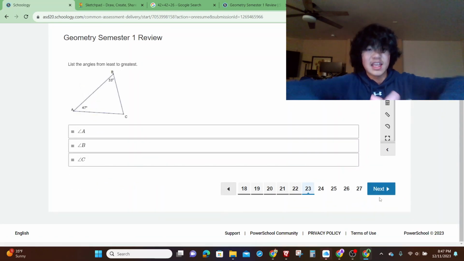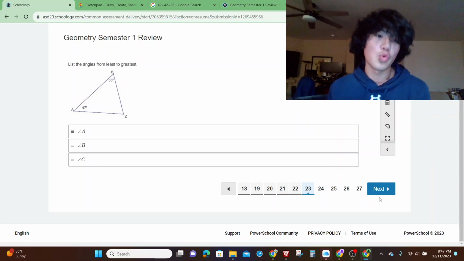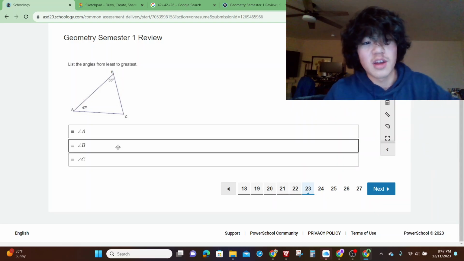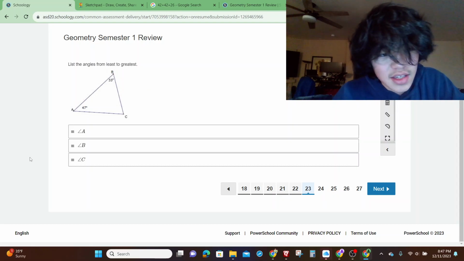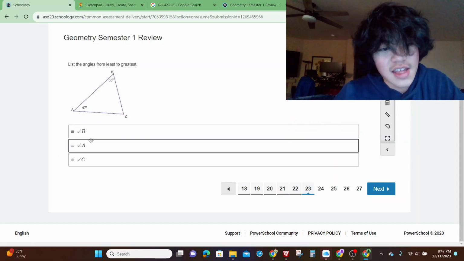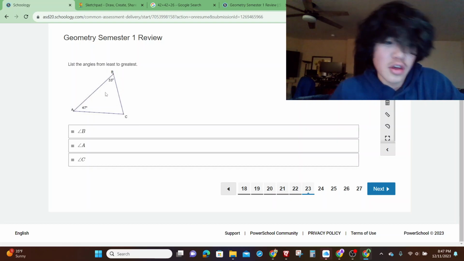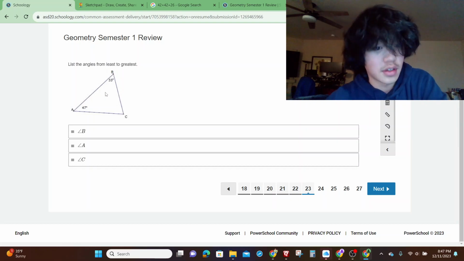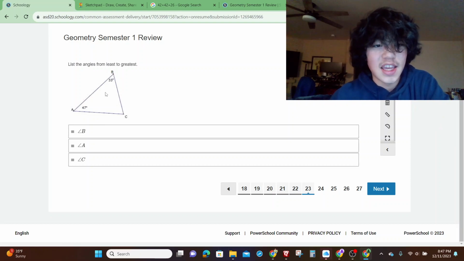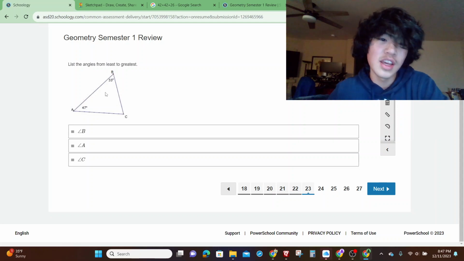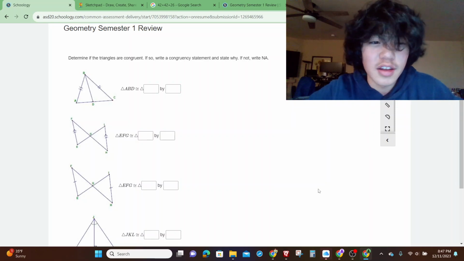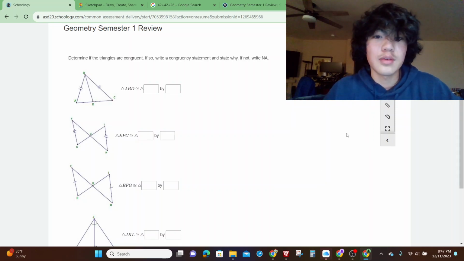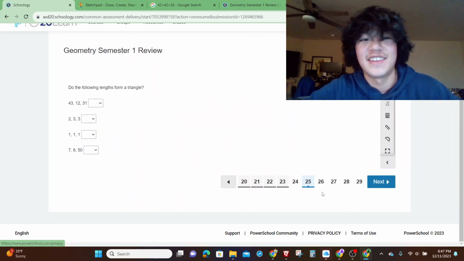Now we're going to list the angles from least to greatest. Since triangles add up to 180, we automatically know that B is the smallest angle. A is the second smallest angle, because 33 plus 47 gives us 80. And 180 minus 80 is 100, so the missing angle is 100, which means it is the greatest of those numbers. Let's move on. We're going to skip this question, guys.